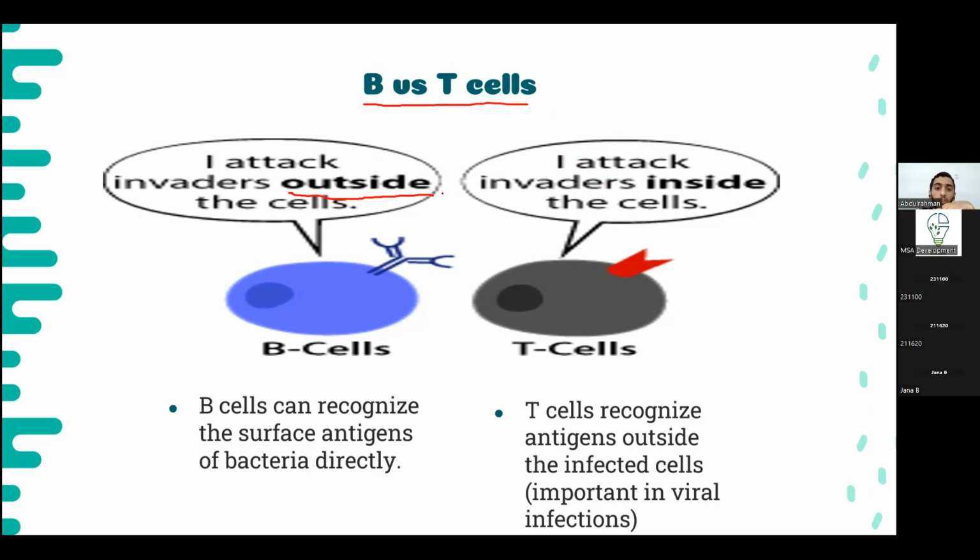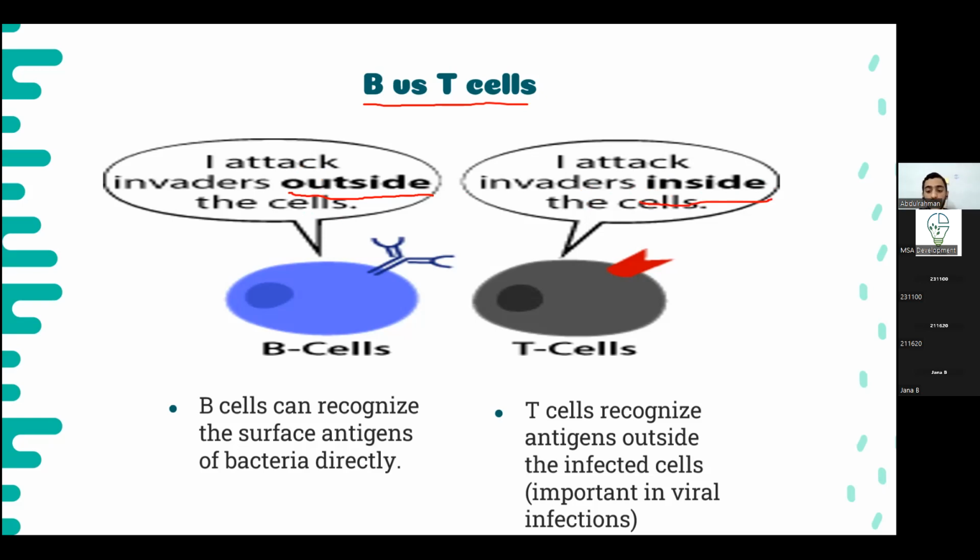However, T cells, like we said earlier, only bind on antigens that are present on MHC molecules, or like antigens that are present on a cell. So since T cells are only acting by binding on cells, they're going to be attacking invaders inside the cells. Okay, so B cells release antibodies outside, T cells are going to bind on the cell, and then they're attacking invaders inside the cells.